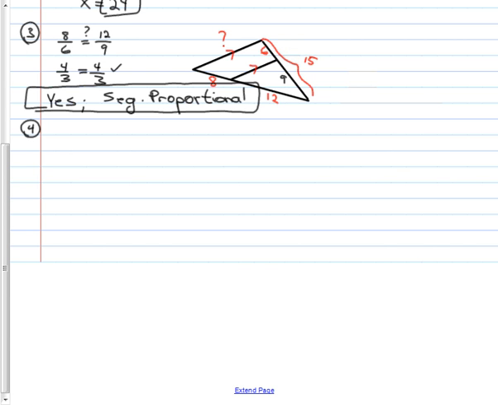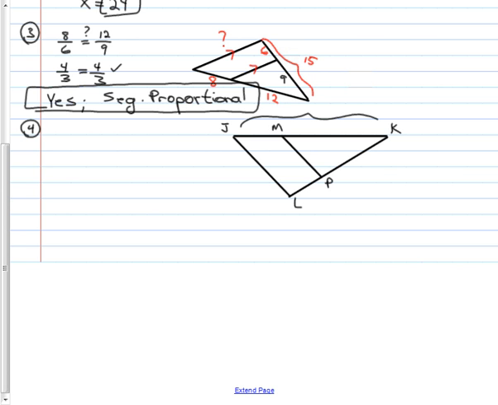Number 4. Another diagram. Maybe I can make my picture look a little closer to theirs. I'll put my letters with it. J, M, K, P, L. JK is 15. JM is 5. LK is 13. PK is 9. And again, JL parallel to MP.